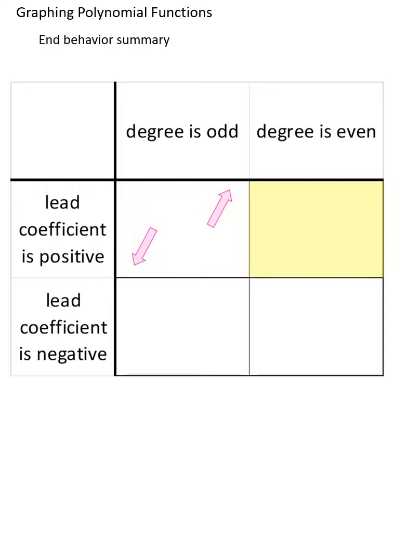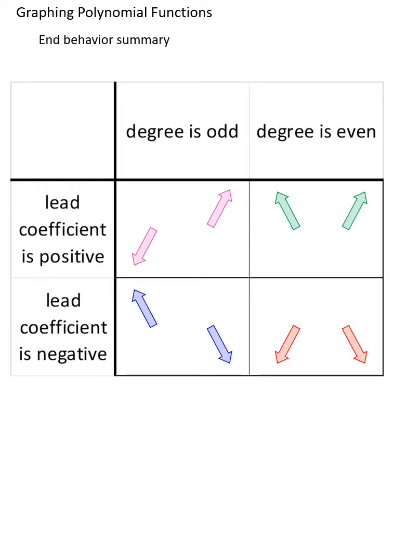If the degree is even and the lead coefficient is positive, your graph will be rising on both sides. However, if your degree is odd with a negative lead coefficient, your graph will be falling on the right and rising on the left. And finally, in this situation, when the degree is even and the lead coefficient is negative, the graph will be falling in both directions.